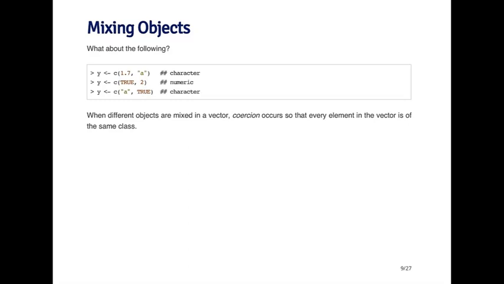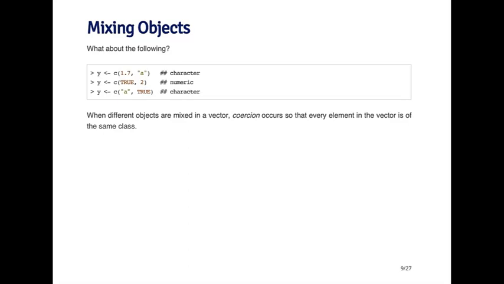In the second example here, I'm concatenating TRUE, which is a logical, and 2, which is a numeric. So what's going to happen here is that you're going to get a numeric vector, and the TRUE is going to be converted into a number. And how does that happen? By the convention in R, TRUE is represented as the number 1, and FALSE is represented as the number 0. So what you're going to get here is the vector 1, 2.